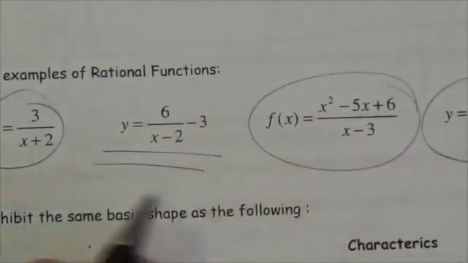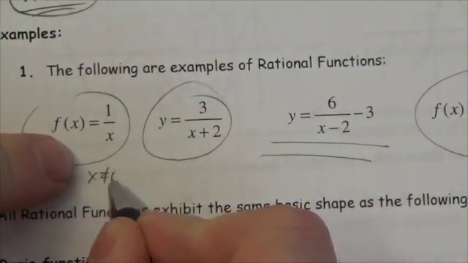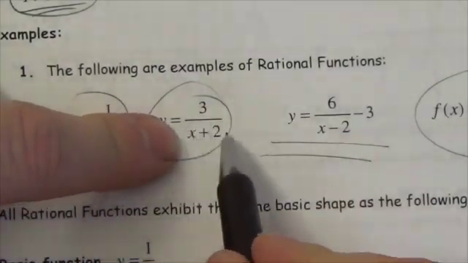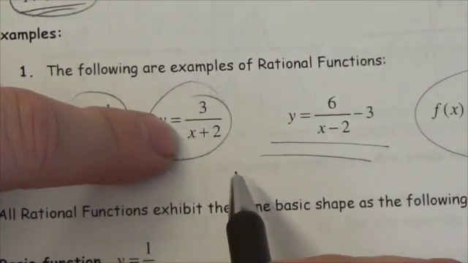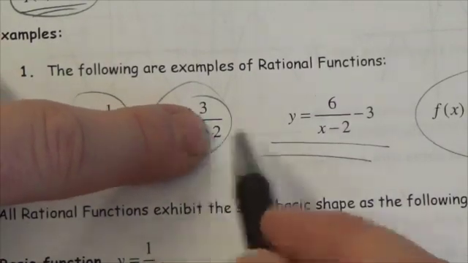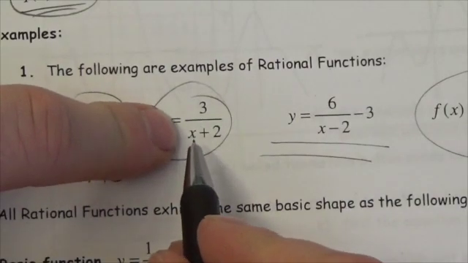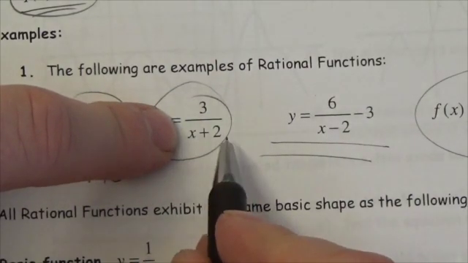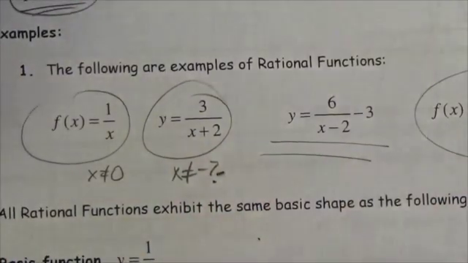And each one of these is going to have its own little restriction here. Remember, I can't let x go to 0. Now, this does not mean I can't let x equal 0. I can't let the denominator go to 0. So if x is 0, that's just great. 0 plus 2 is 2, 3 over 2 is 3 over 2. Awesome. But I can't let x be -2, because -2 plus 2 is 0. That's no good. So x can't be equal to -2.